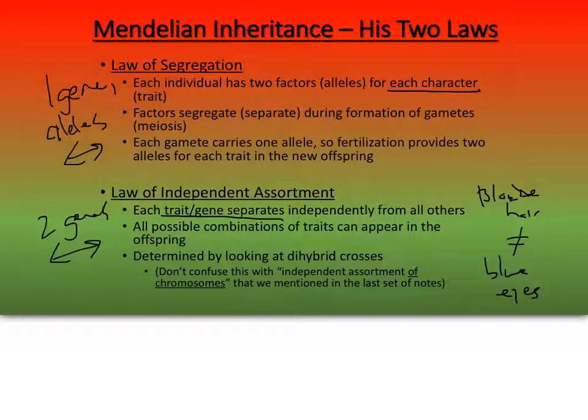Now, the way you would figure this out is with dihybrid crosses. And you also want to be careful here because we do now have two types of independent assortment. We have Mendel's independent assortment of genes, and then we had last class the independent assortment of chromosomes that we see bringing us variety when we do meiosis.